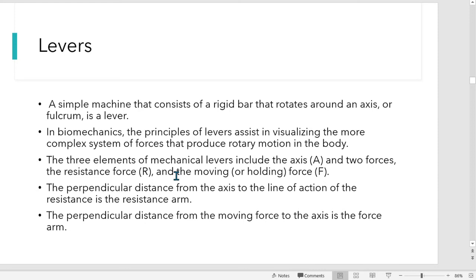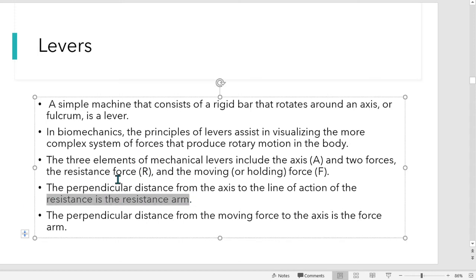The perpendicular distance from the axis to the line of action of the resistance is the resistance arm, while the perpendicular distance from the moving force to the axis is the force arm. So here we have now the terms resistance arm and force arm. So look at the definition. The resistance arm is the distance from the axis to the line of action of the resistance.